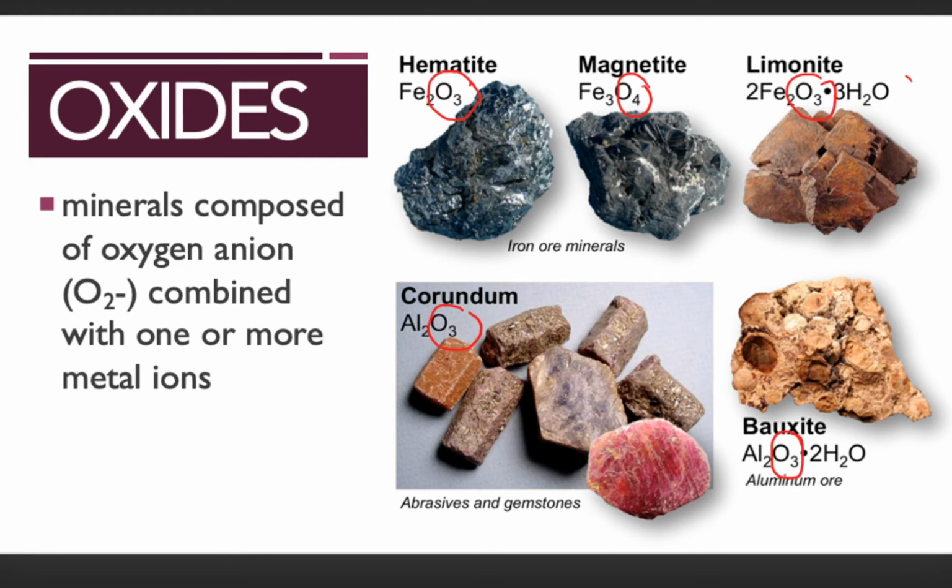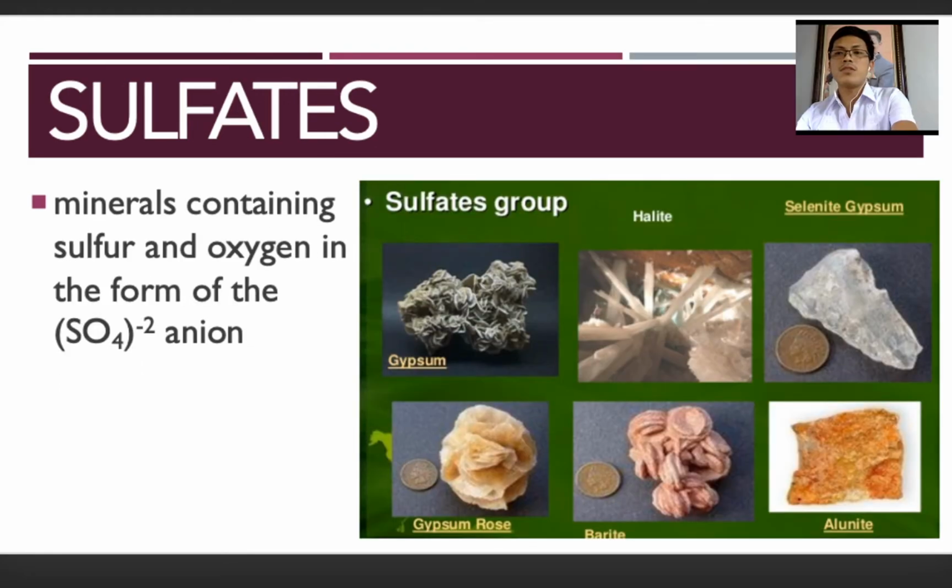Next group, we have the sulfates. These are minerals containing sulfur and oxygen in the form of SO4 negative 2, the anion. Examples are gypsum, barite, alunite, and selenite. The ones in Mexico, the rock gypsum. That's a rock gypsum.